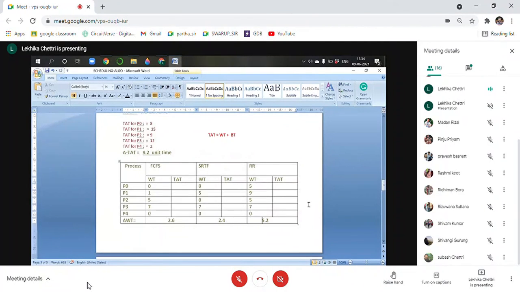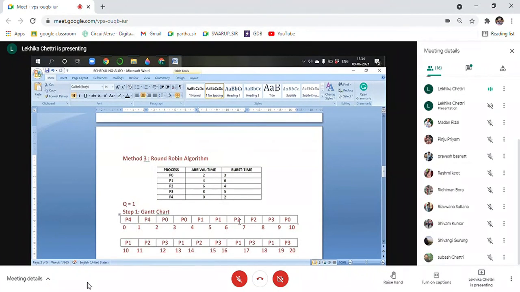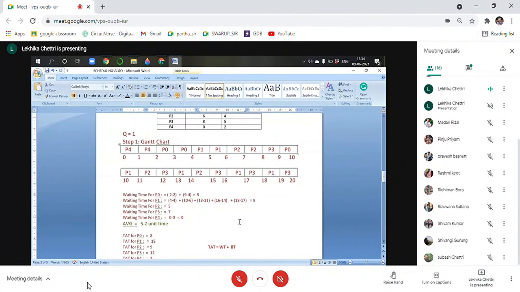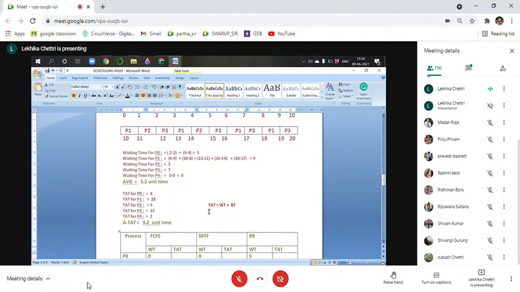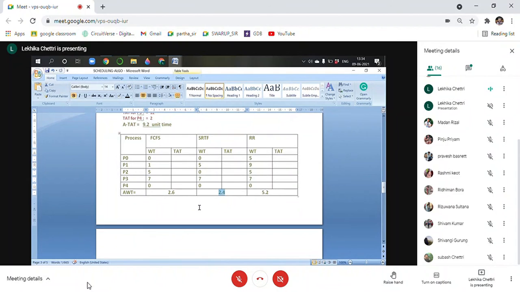You will check the average waiting time. Which algorithm gives the lowest average waiting time? 2.4. That means for this many processes in this scenario, the operating system must choose SRTF for implementation. The remaining blocks you can fill by yourself. You will add one more block for SJF when you do it. This is how you will approach problem solving in the exam.